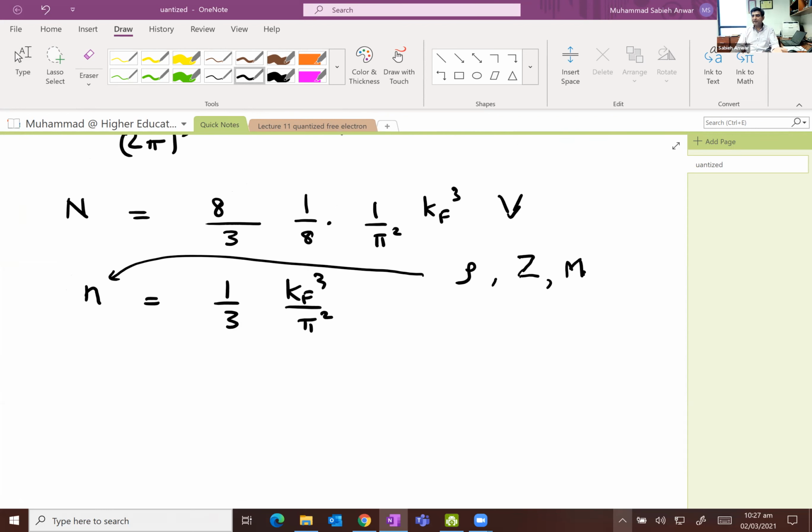This could be a small do-it-yourself problem. Take sodium, look at its density, and find out how many electrons exist per unit volume in the Fermi sea. The electrons that are valence electrons that have been donated to the Fermi sea. So now from this, I can determine what Kf is going to be. Kf is going to be (3 pi square n) to the power 1 over 3.